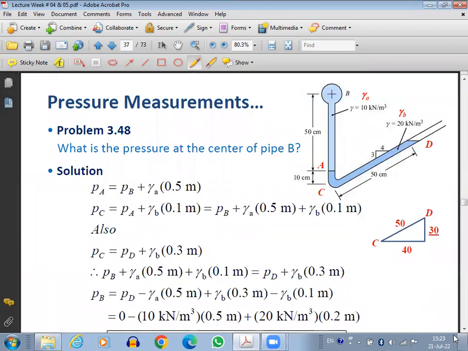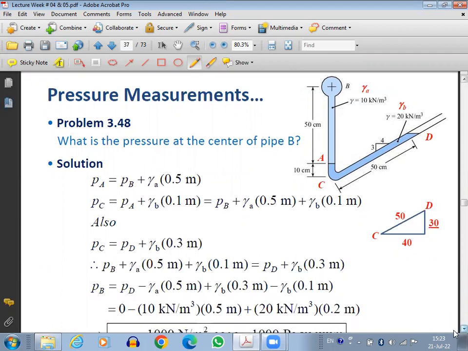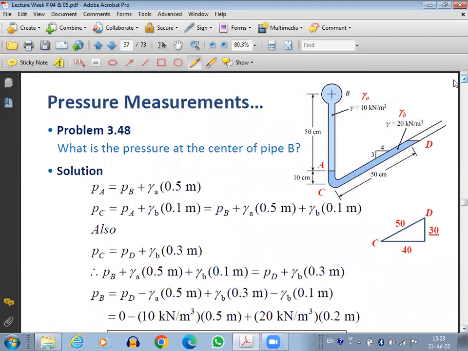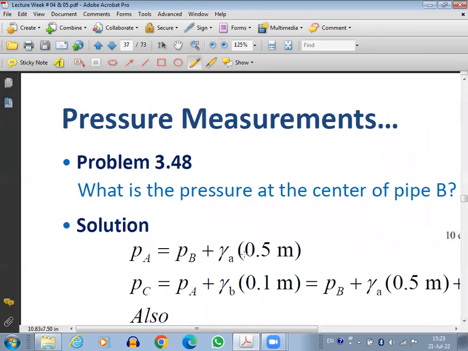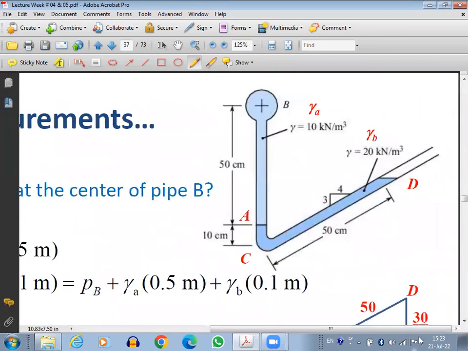Okay, let's see this problem. What is the pressure at the center of pipe B? Okay, so here we have this case. Let's first analyze. We have a small bulb here at the top, and this bulb is B. The center of the bulb is here. Within this bulb, we have a fluid for which gamma is known. I don't know what fluid it is, but gamma is given for the fluid. Then this is 50 centimeter inside.